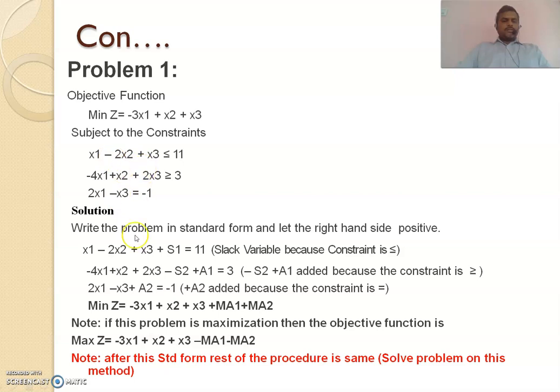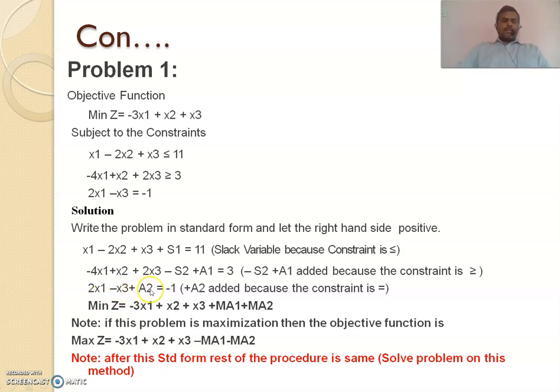These are the constraints. Here our standard form is x1 minus 2x2 plus x3 plus s1, because here the constraint is less than or equal to, that's why we have added s1. Next is greater than or equal to, minus 4x1 x2. Here the sign is greater than or equal to, so we will subtract the slack variable and add an artificial variable. Then the third equation is an equal to sign. Wherever you see an equal to sign, there we have to add only an artificial variable. No need to add a slack variable.